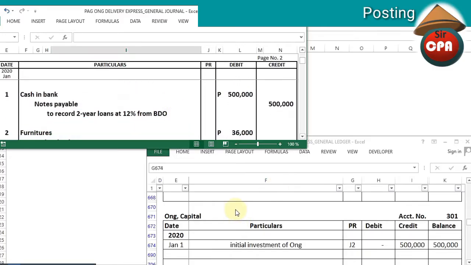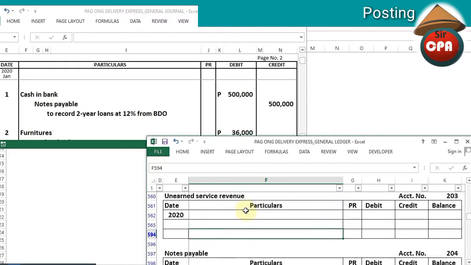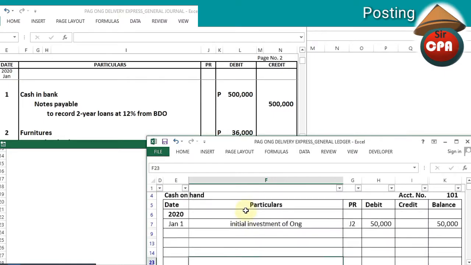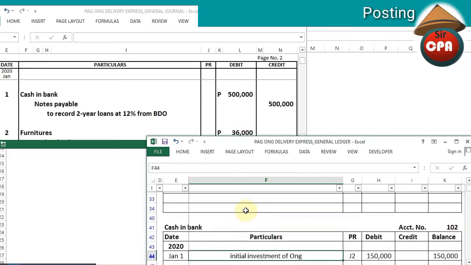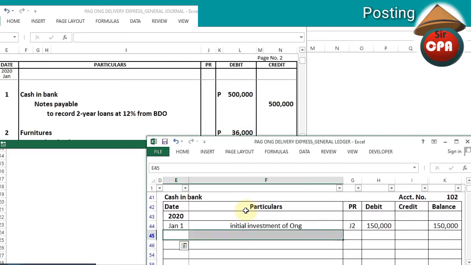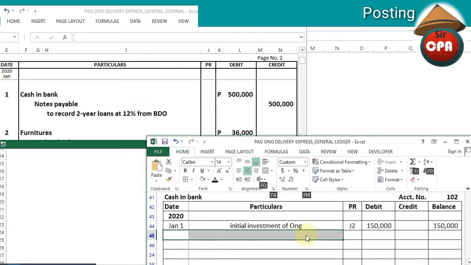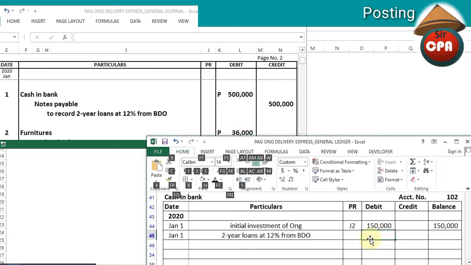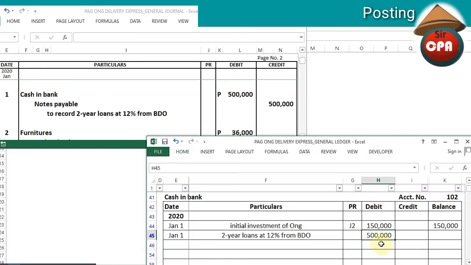So let's start with the cash in bank ledger. We transfer the date, which is January 1. Then for its particulars, we just copy the explanation in the journal entry, but we remove the phrase "to record." So our particulars: 2-year loans at 12% from BDO. Then the amount, 500,000, is in the debit column per our journal. So it should also be in the debit column when we put it in its ledger.